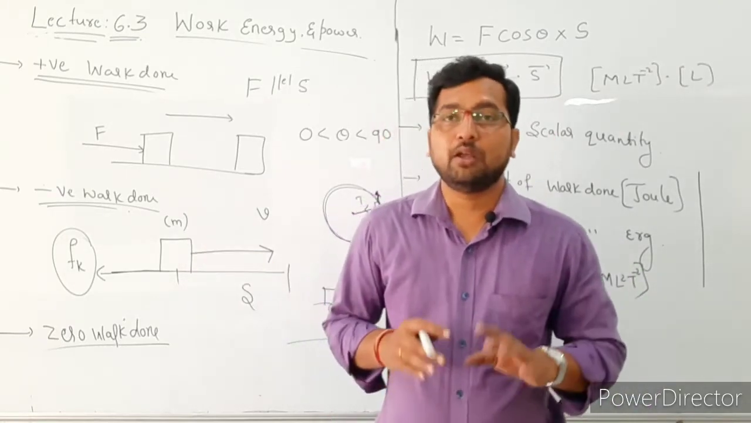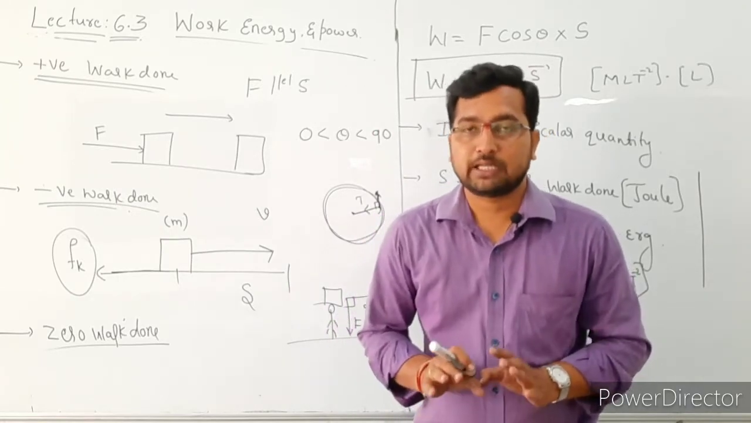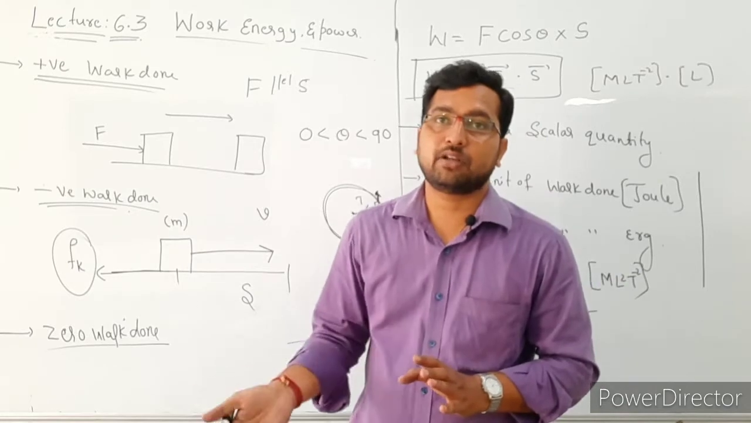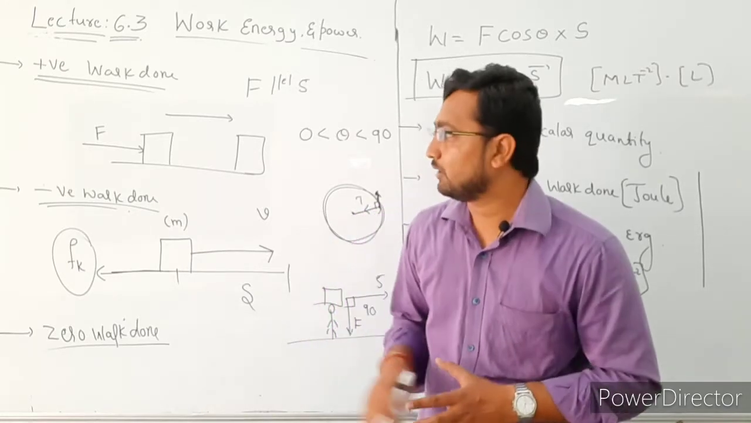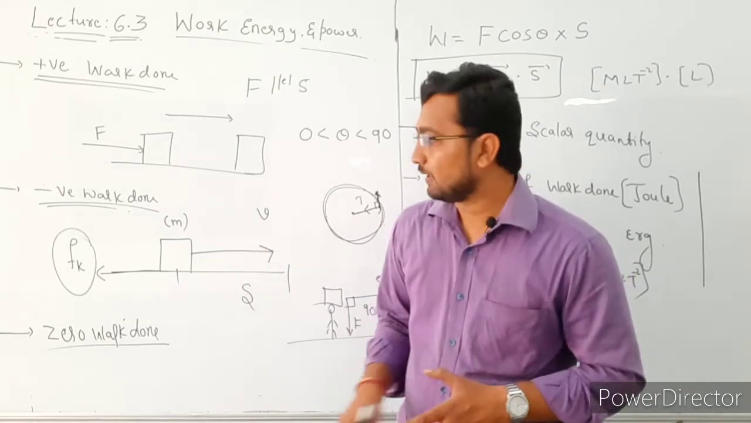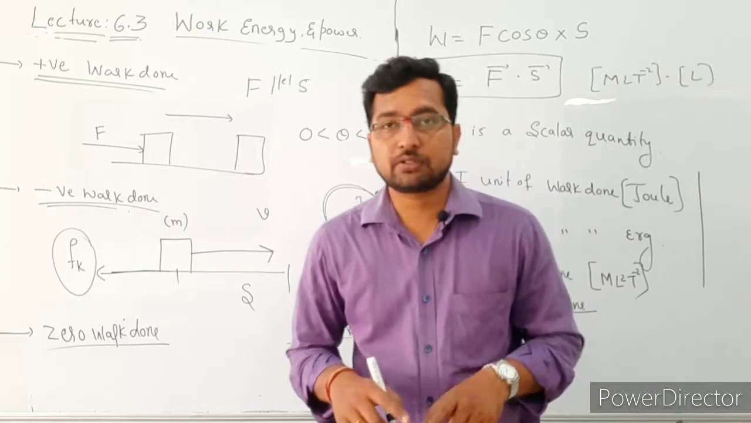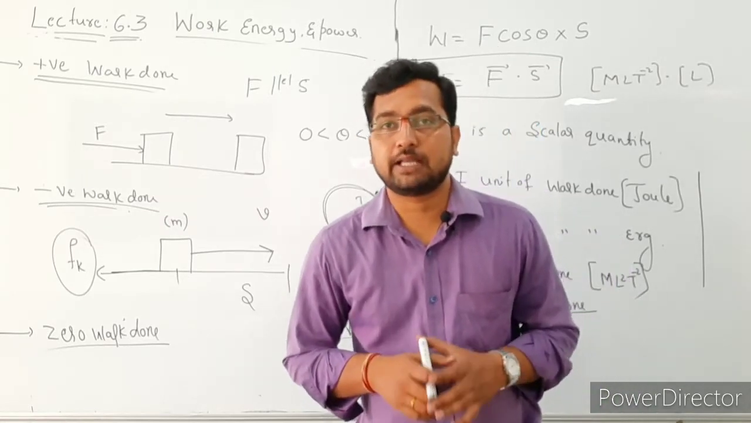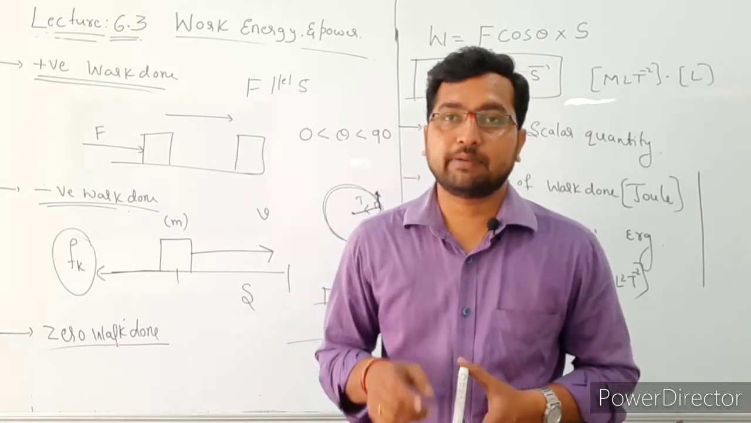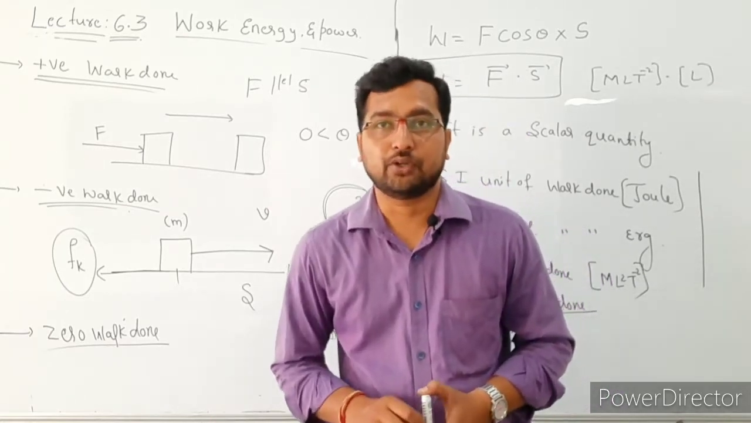For example, when we are applying some force on the body, and that body displaces in the direction opposite to the direction of applied force, then it is said to be negative work done. And the next one is zero work done. In this case, the force and displacement are perpendicular to each other, or the angle between force and displacement is 90 degrees, then the work done is said to be 0.